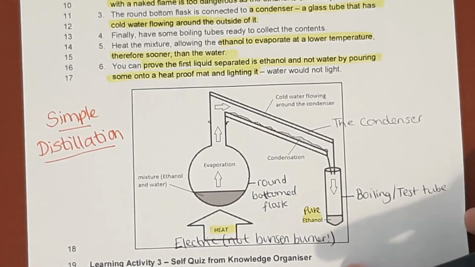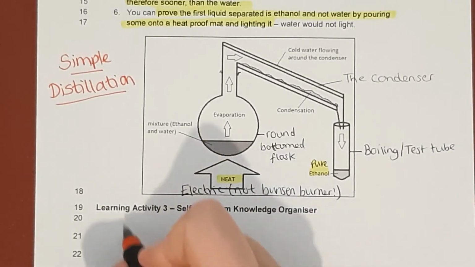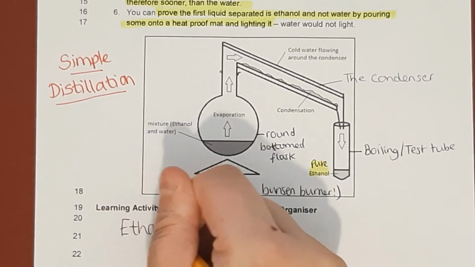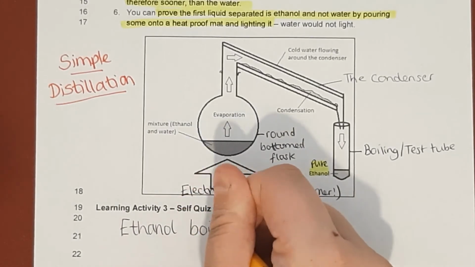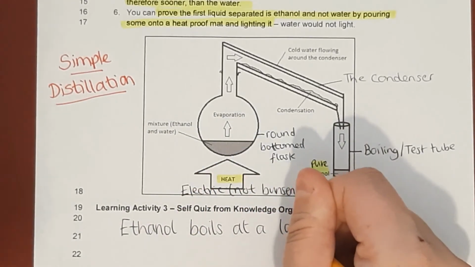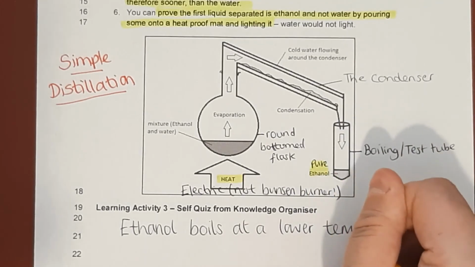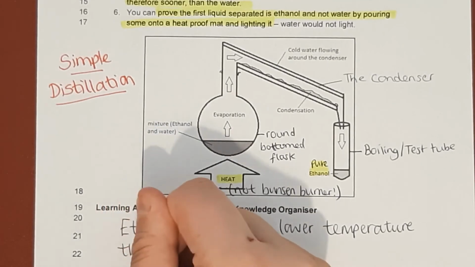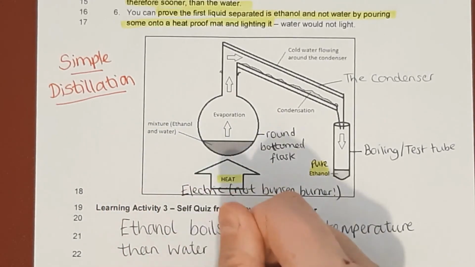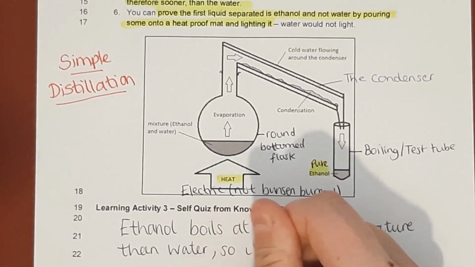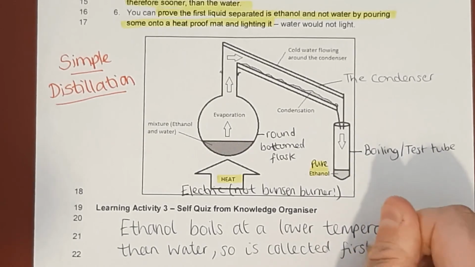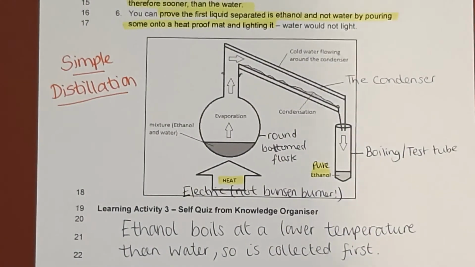So we're going to write a little summary at the bottom here, not much, just a sentence or so, to summarise what happens in this picture. I think we'll do it in a regular pen. So ethanol boils at a lower temperature than water, so is collected first. Make sure you've got all these annotations and writing down, please.